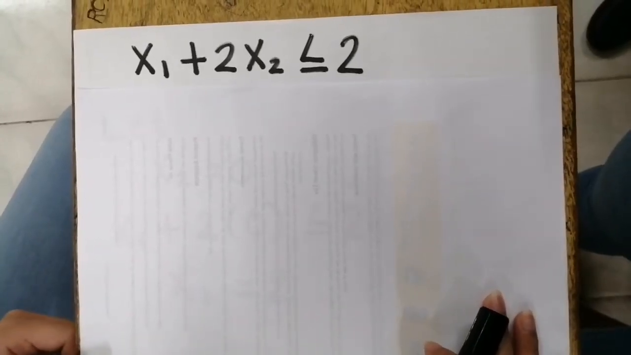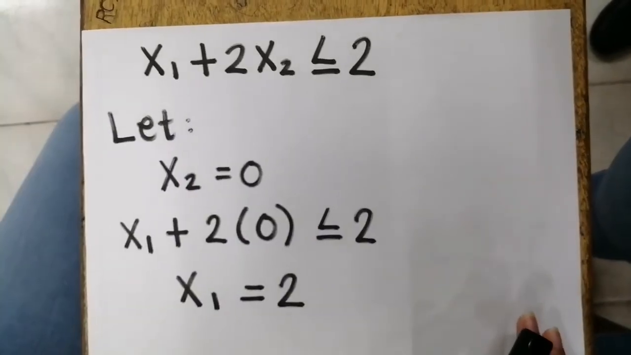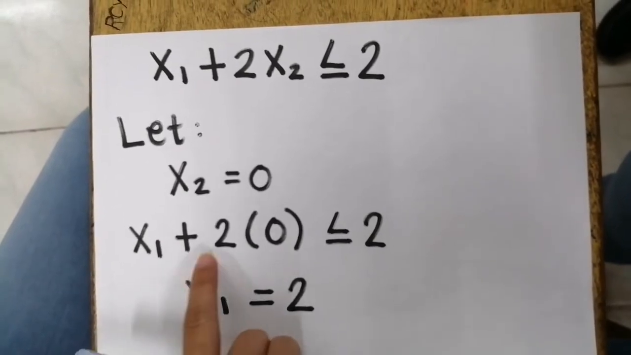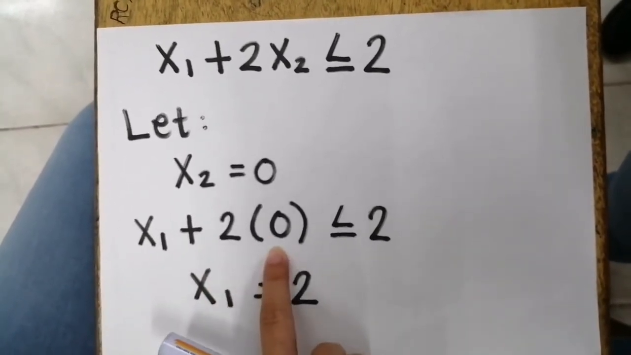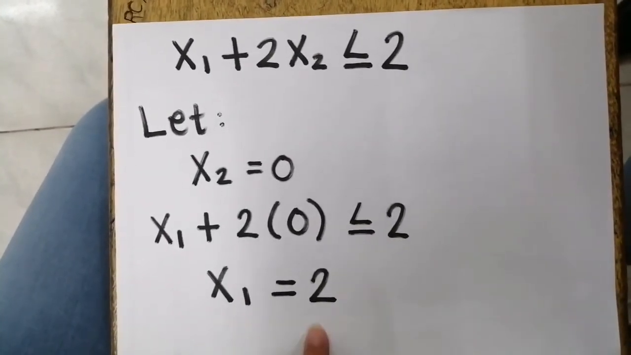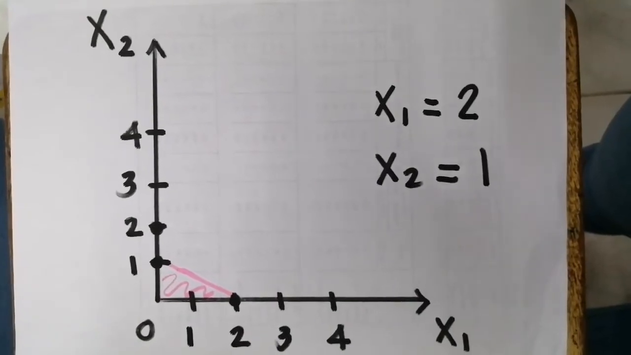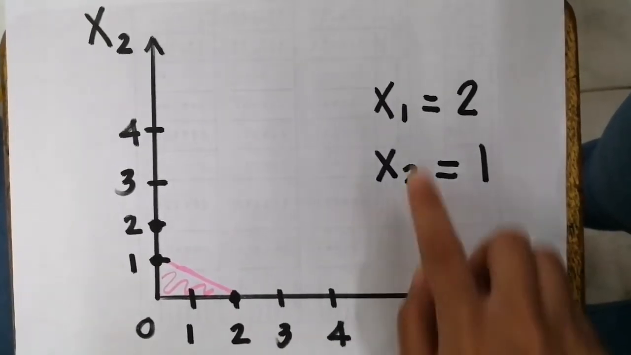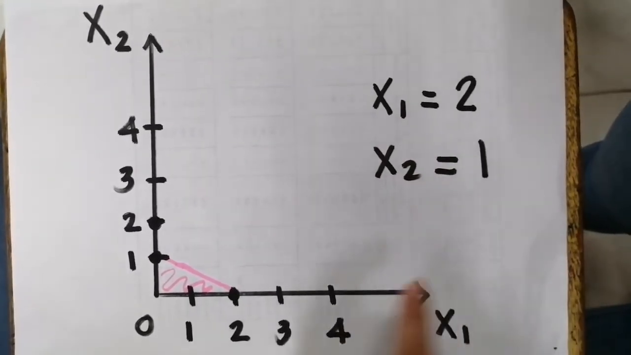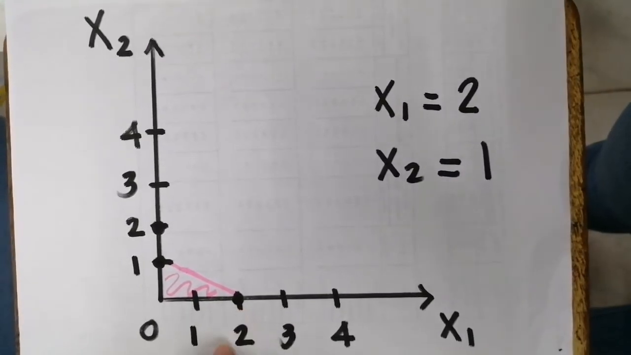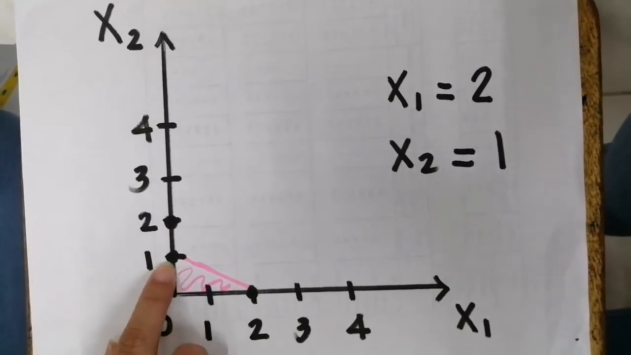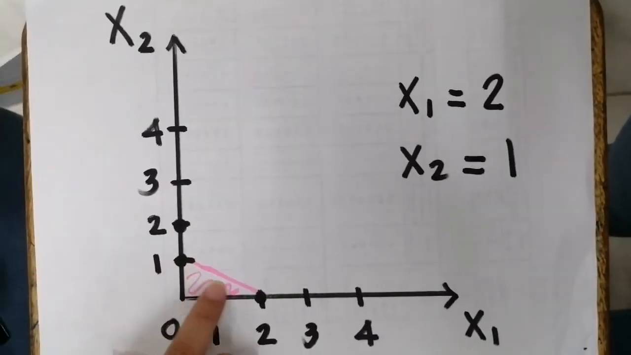For x sub 2, we let it be 0. x sub 1 plus 2 multiplied by 0 is less than or equal to 2. So we have x sub 1 is equal to 2. So with our graph, we have x sub 1 is equal to 2 and x sub 2 is equal to 1. So we plot that here in our graph. So x sub 1 is 2 and x sub 2 is equal to 1. So we have this graph.